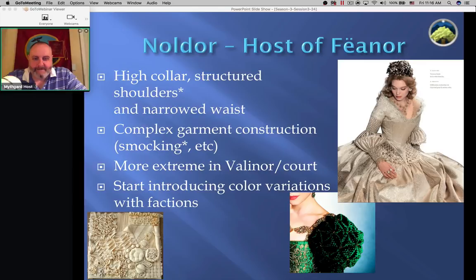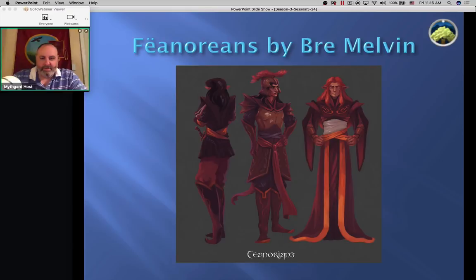Yeah, cool. Well, I want to go back for a second. We were only very briefly on the slide with your design for the Feanorians. Thinking about some of the stuff we've been talking about in general about the Noldor costuming, do you want to talk us through a little bit more about what you wanted to convey in some of the design choices here?